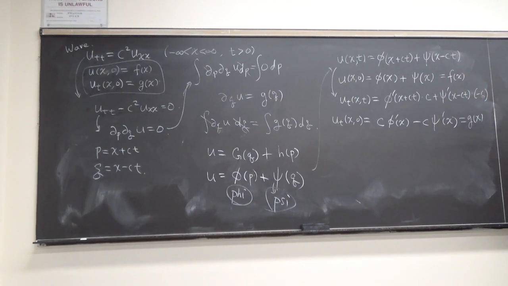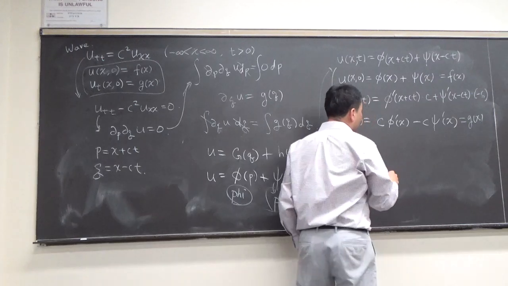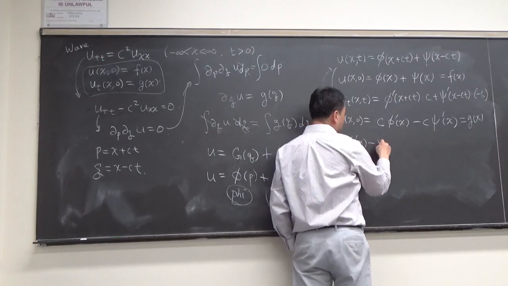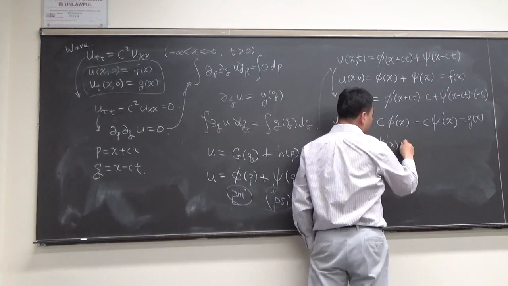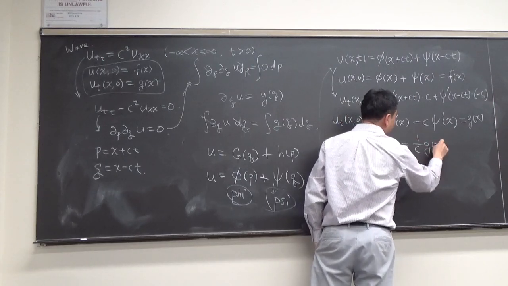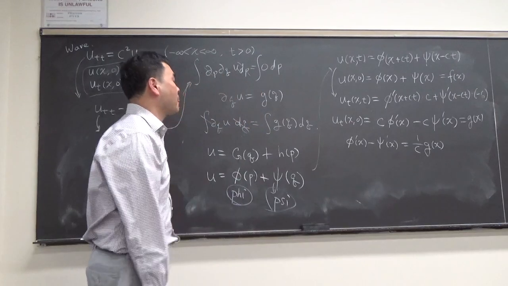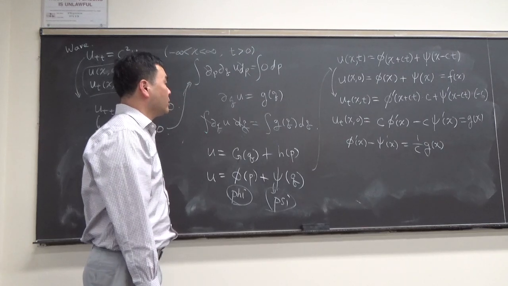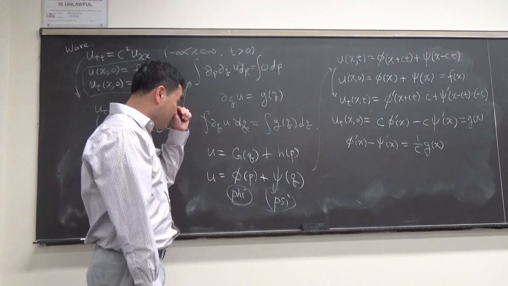So how do we do that? Well, just integrate this. What you do is you divide this by c, so you get phi prime of x minus psi prime of x equals 1 over c g of x. And then you integrate both sides. I have to be careful here.